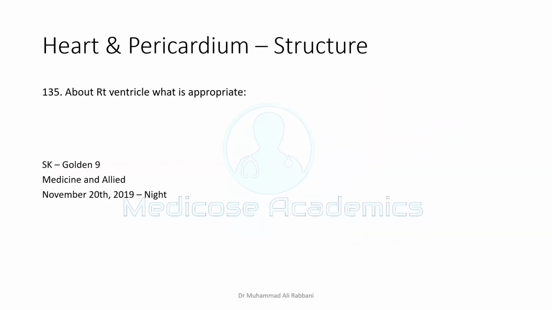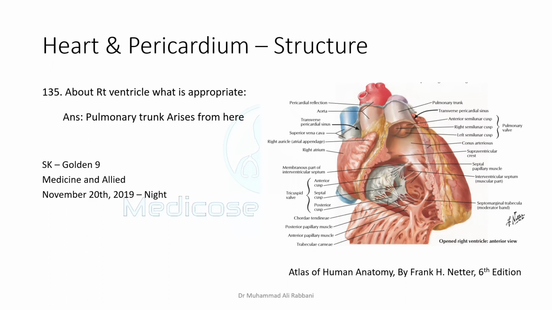Anterior surface of the heart, same question, same answer. About the right ventricle, which statement is appropriate? They did not give the answer in this particular part, so the appropriate statement is that the pulmonary trunk arises from it.